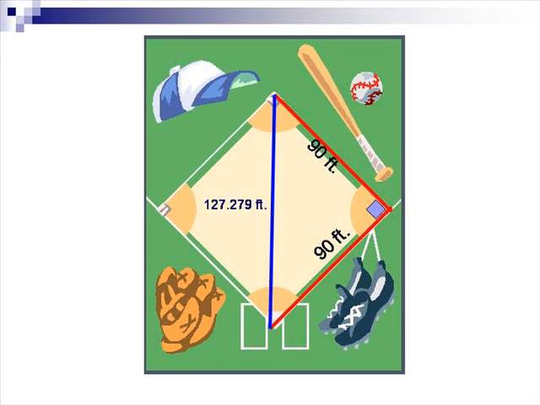The right triangle formed from home, first, and second base has a hypotenuse of 127 and 279 thousandths, or about 127 feet, 3 3/8 inches. This is the distance a catcher would throw from home plate to second.